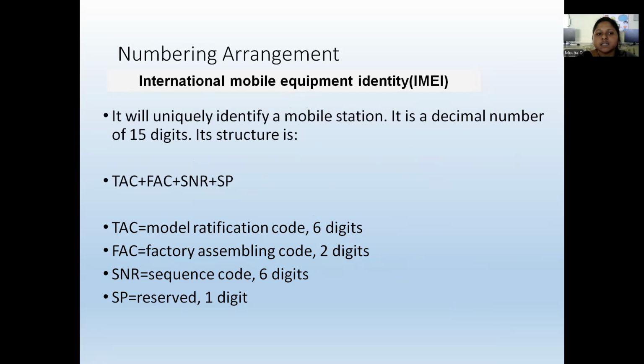So in the whole GSM system, we have a few secure numbers, right? For example, for a mobile device, we have the IMEI. The IMEI contains 15 digits in total. The 15 digits are split into TAC, FAC, SNR, and SP. TAC is the type allocation code, 6 digits. That is the model of the device, for example, which model this mobile is and which manufacturer. Then FAC is the final assembly code, 2 digits. Then SNR is a sequence number, which has 6 digits, and SP is a spare, 1 digit.